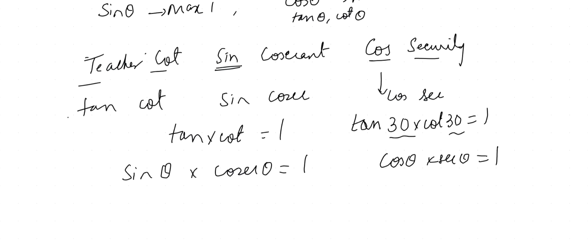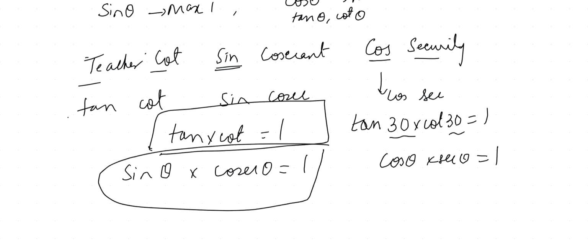So you should know the reciprocal relationships. Tan and cot are reciprocal ratios. Sine and cosecant are reciprocal ratios. And cos and secant are reciprocal ratios. So when you're given a question, you should be able to solve it.